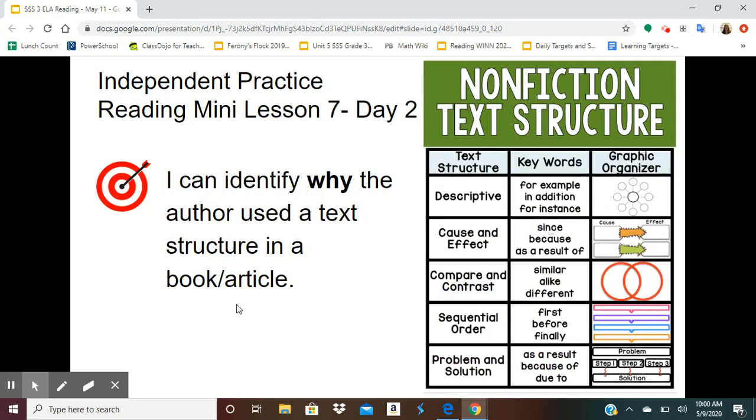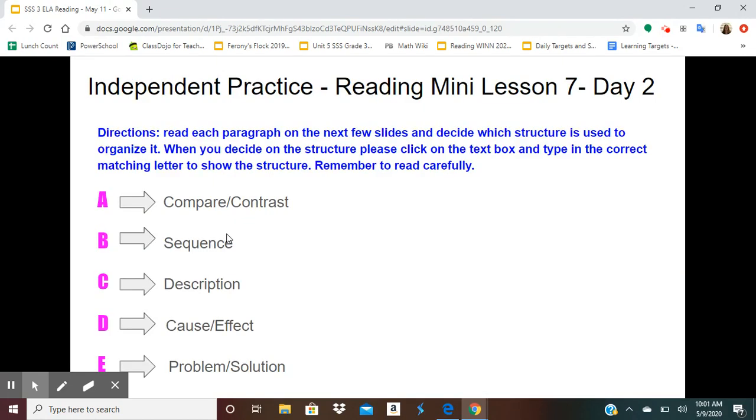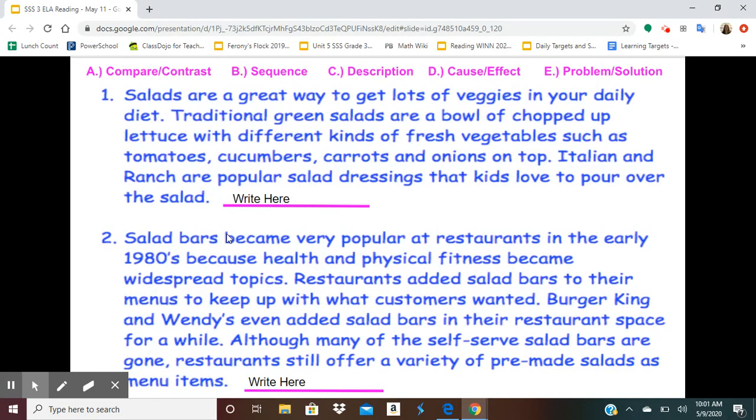This is an important anchor chart to show text structures to help you identify the text structure of a passage. Make sure you go back to this anchor chart during your independent work today to help you correctly identify the text structures. On the next few slides, there will be paragraphs that you'll need to read carefully. You'll decide which structure the author used to organize it. Remember to refer back to the anchor chart to help you.